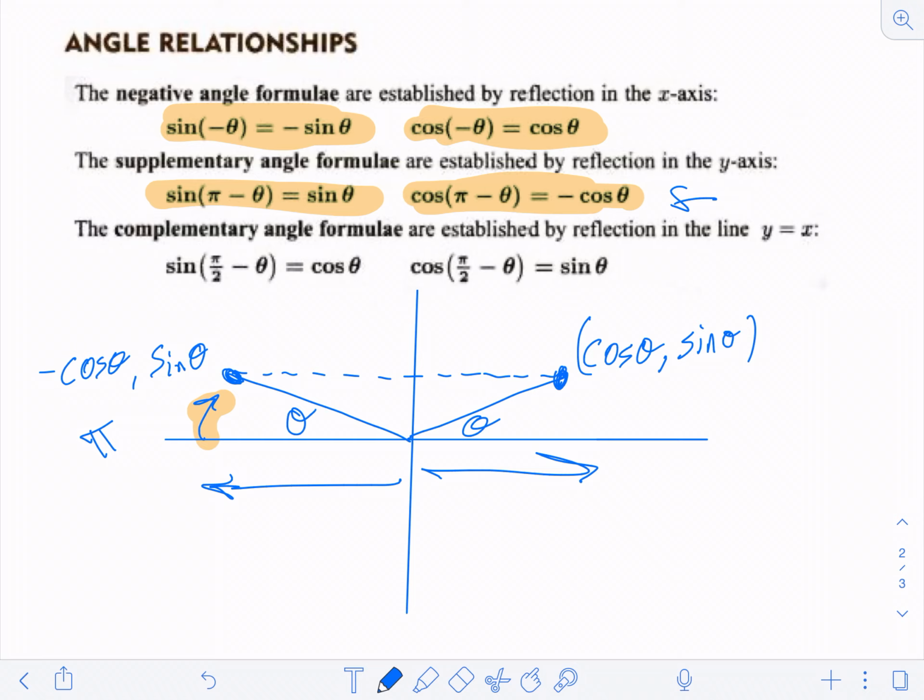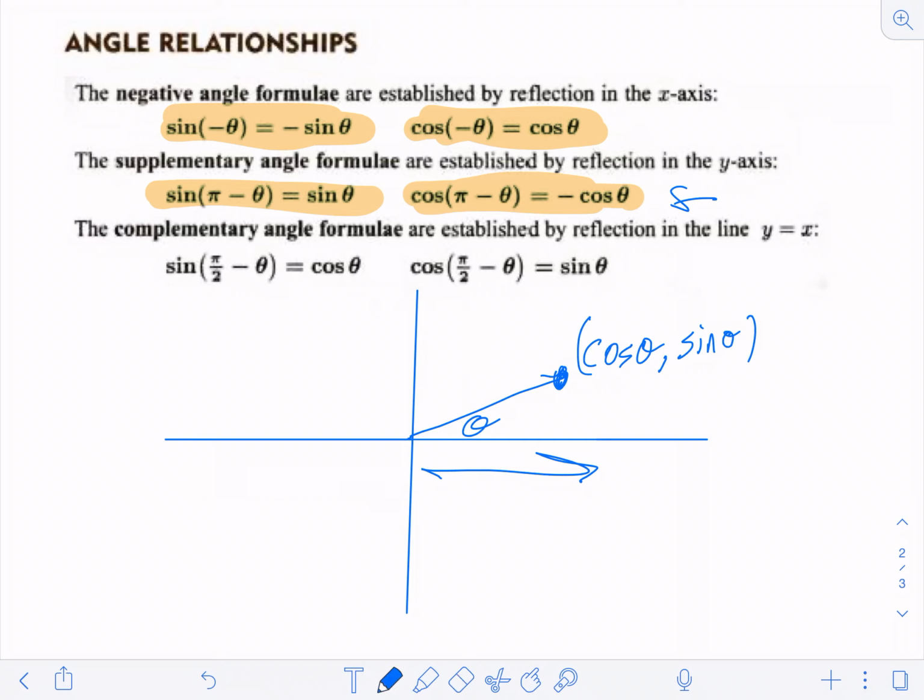The next one is the complementary angles. And this is actually established as well when we start talking about the unit circle and just the way we have our angles in a right triangle that are across from each other. So this one says that sine of pi over 2 minus theta is equal to cosine of theta. And likewise, cosine of pi over 2 minus theta equals sine theta.